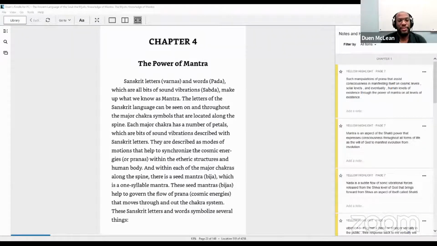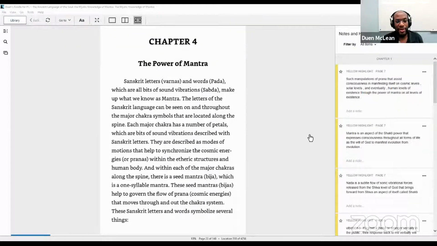Chapter 4, the power of mantra. Sanskrit letters, varnas, and words, pada, which are all bits of sound vibrations, sabda, make up what we know as mantra.